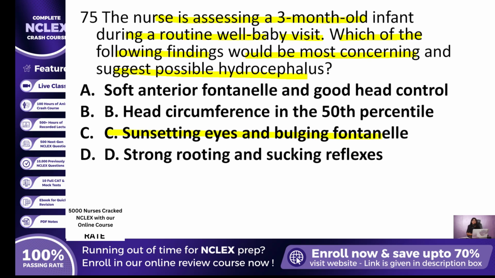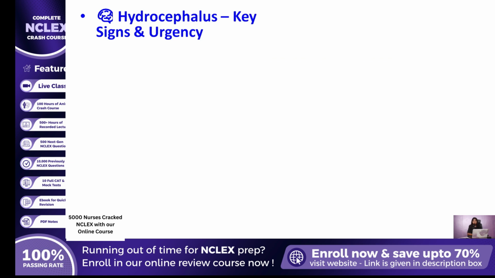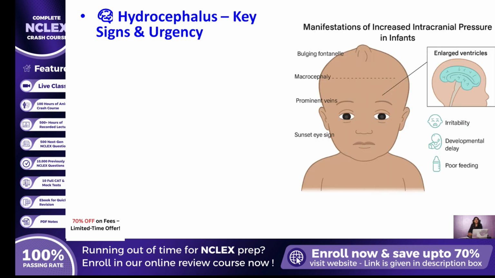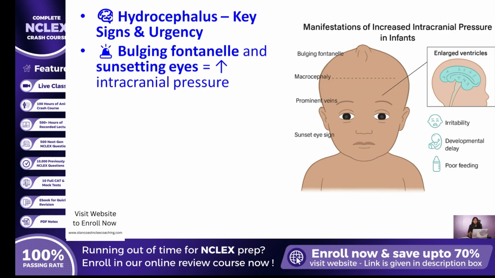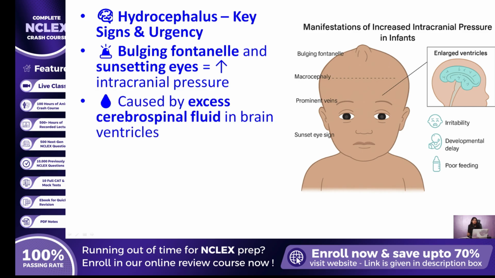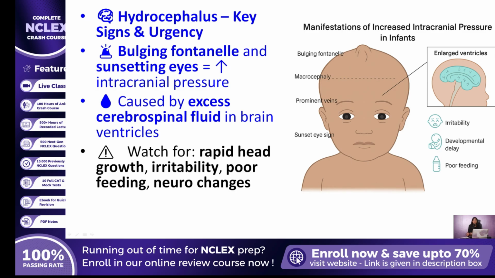Here is the rationale. A bulging fontanelle and sun-setting eyes, where the eyes appear driven downward with the sclera visible above the iris, are hallmark signs of increased intracranial pressure due to hydrocephalus. This condition involves an abnormal accumulation of cerebrospinal fluid in the ventricles of the brain, often resulting in rapid head growth, irritability, poor feeding, and changes in neurological status. These signs warrant immediate evaluation.